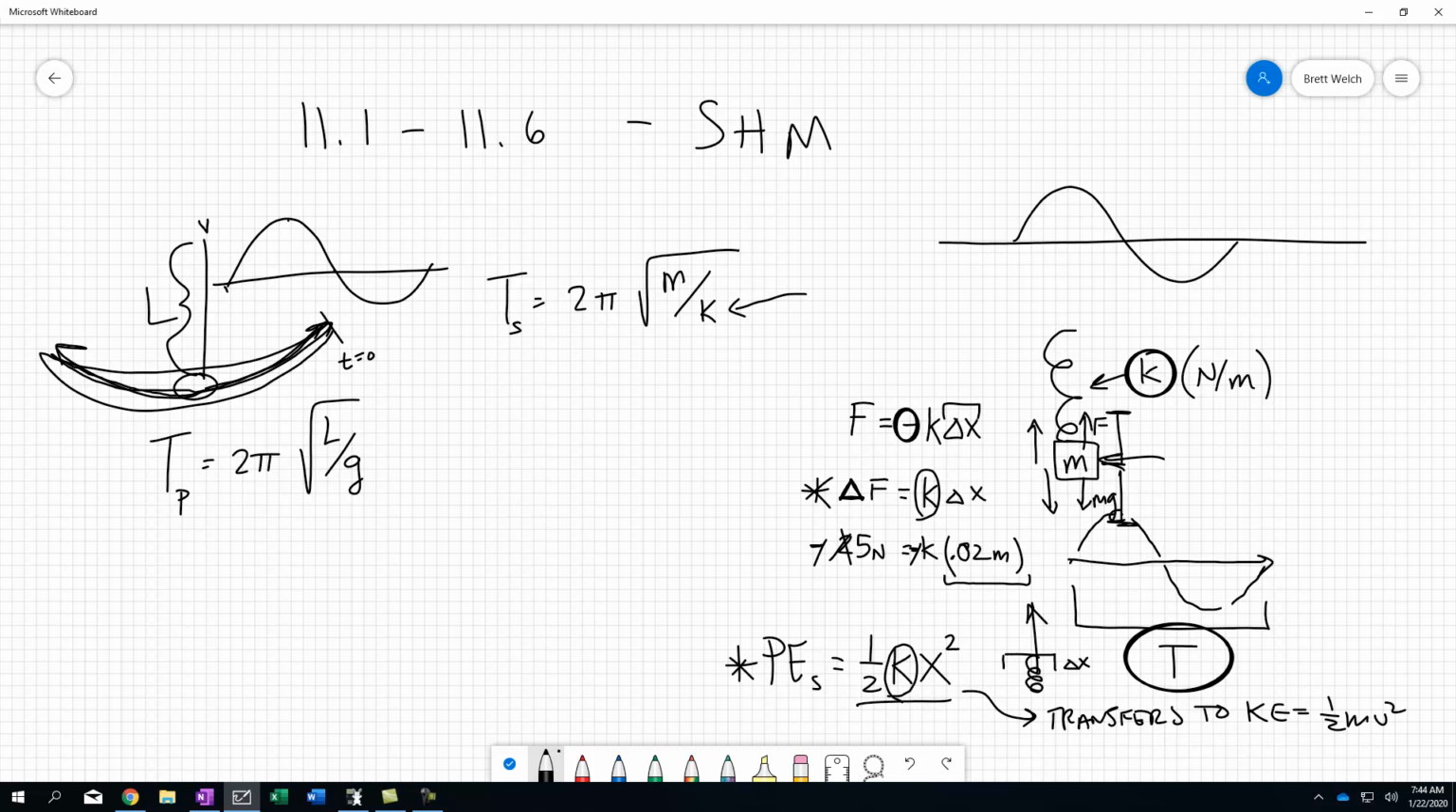So no matter how we're finding the period, whether it's a spring or a pendulum or some other type of wave or sinusoidal behavior, the frequency, which means a script f like that, is always equal to 1 over the period, 1 over the time it takes to complete a cycle. So the way this looks when we're all said and done, remember, time is measured in seconds.